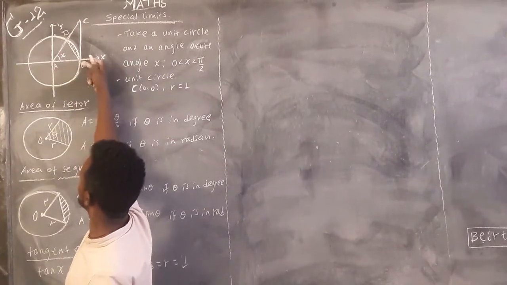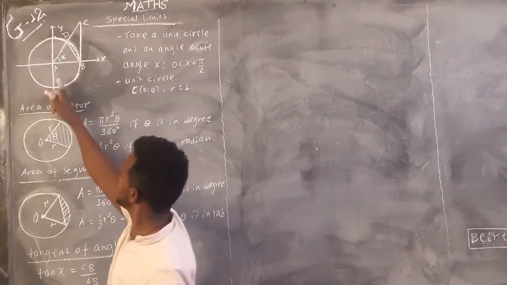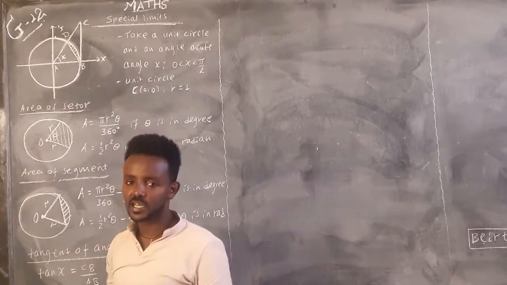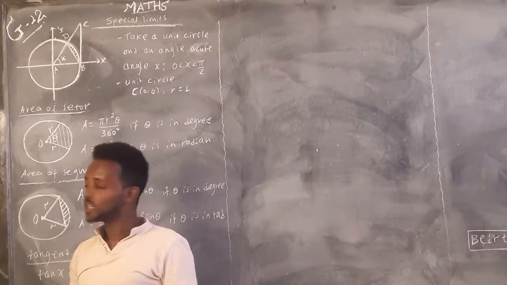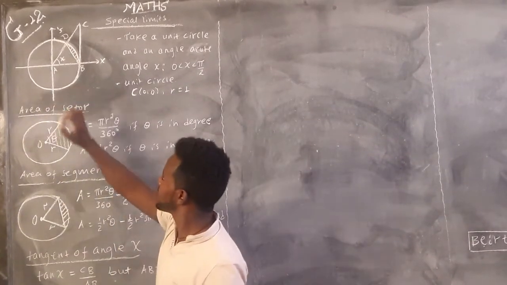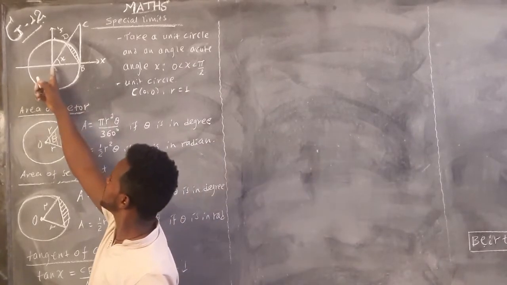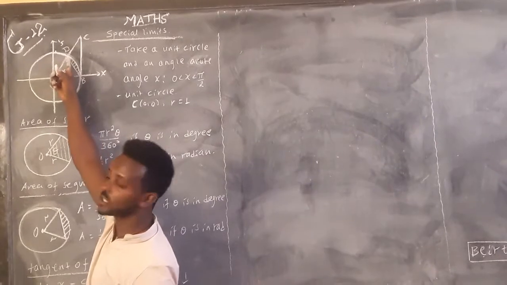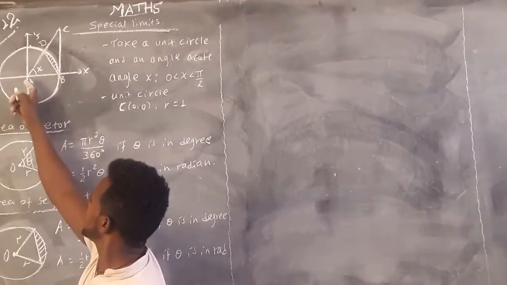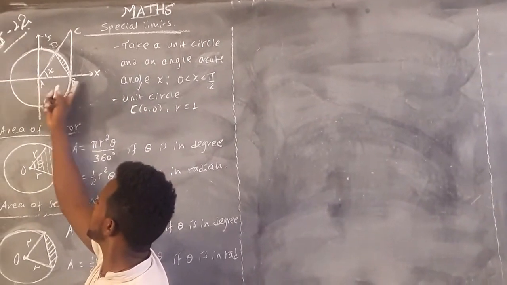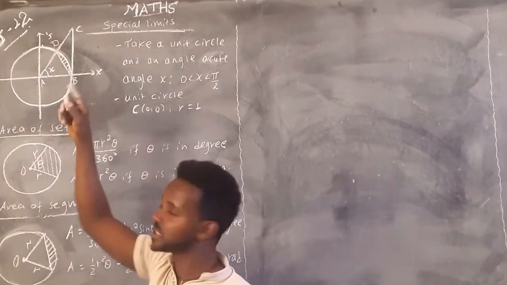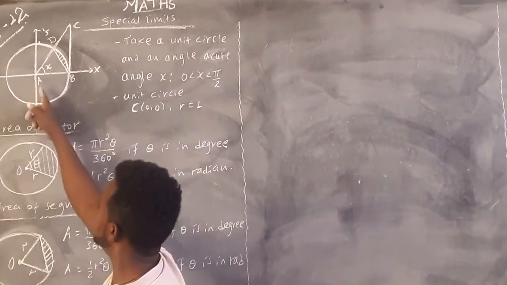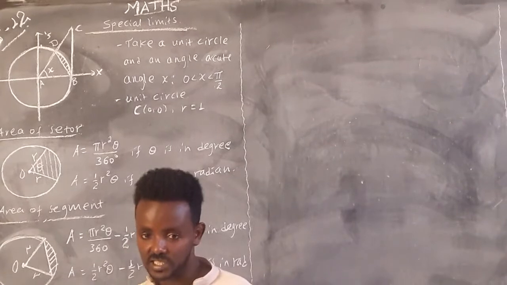So in the given unit circle, we have triangle ABC, triangle ABD and a sector ABD. As you look from the graph, the area of triangle ABD is the smallest area, smaller than triangle ABC.